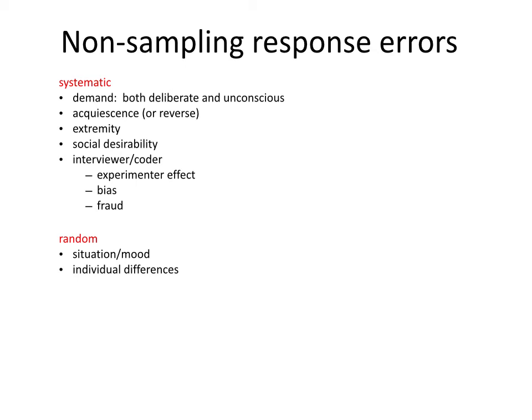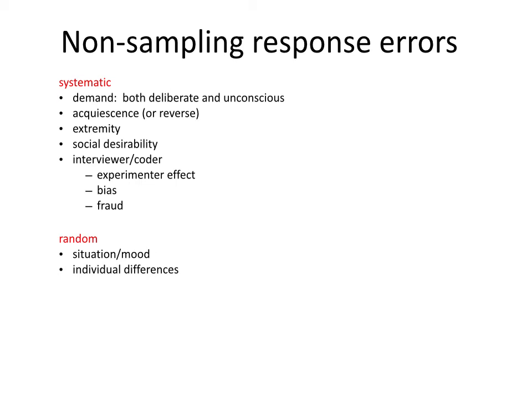There may be racial bias or sexual bias or ethnicity bias, where an interviewer, for example, simply treats some people differently, more positively or more negatively than others. And there's fraud.